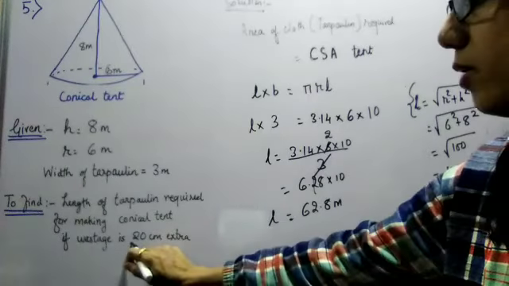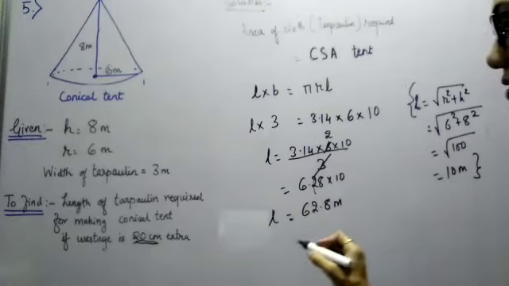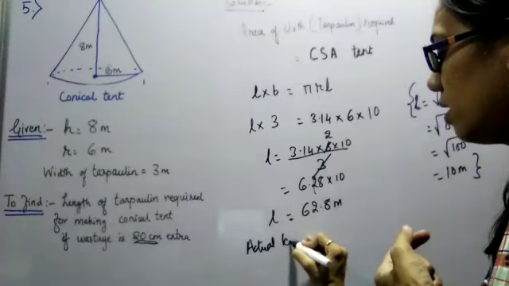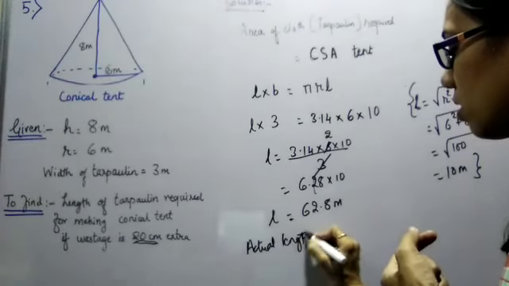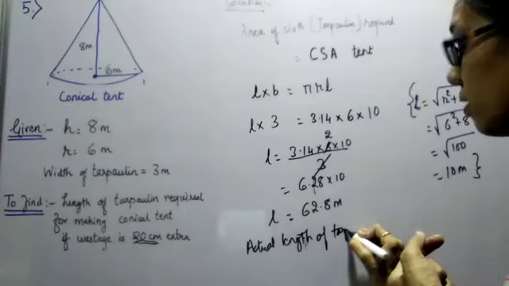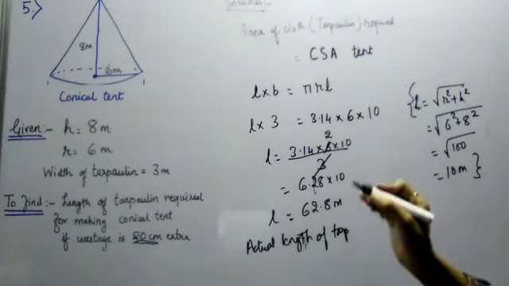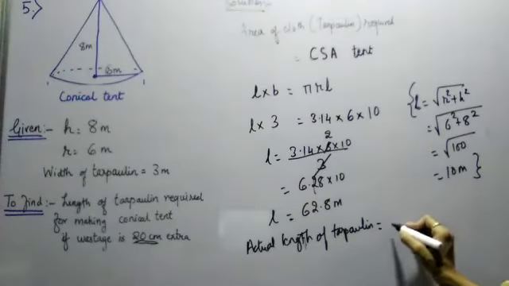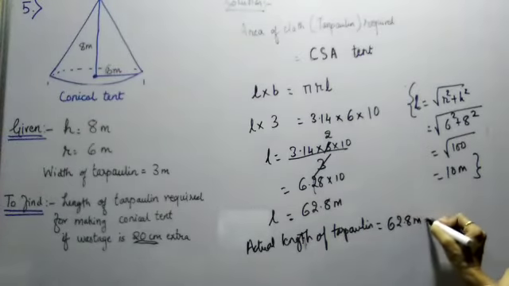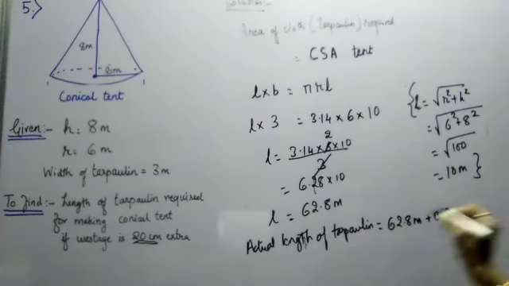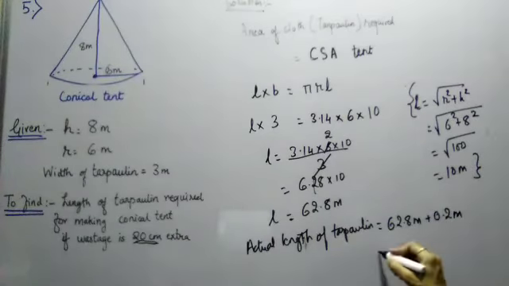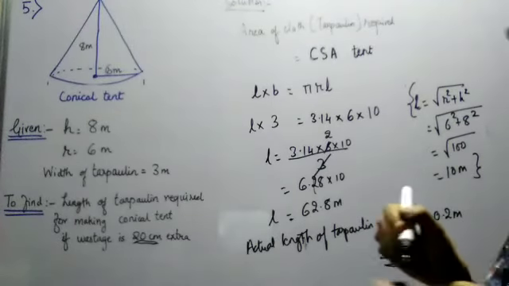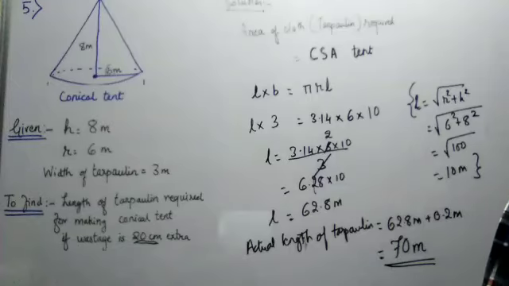But it is already mentioned that 20 centimeter extra is required. So the actual length of tarpaulin is 62.8 meters plus 0.2 meters, because 20 centimeter means 0.2. So its answer is actually 70 meters of the cloth is required.